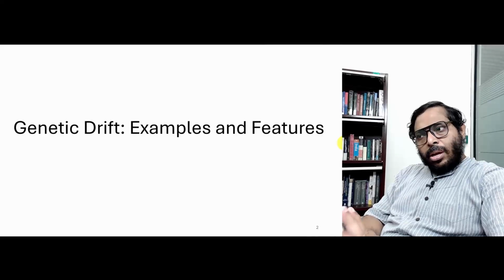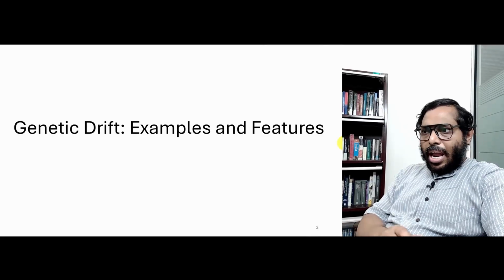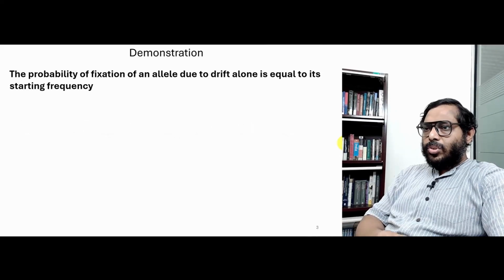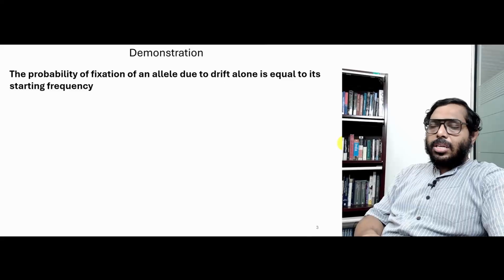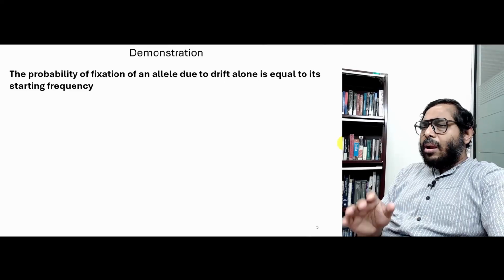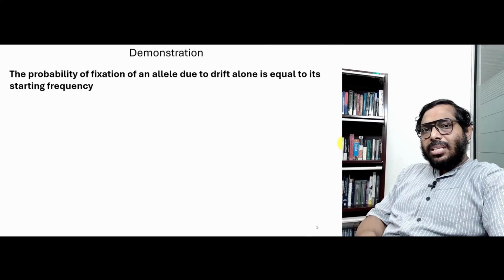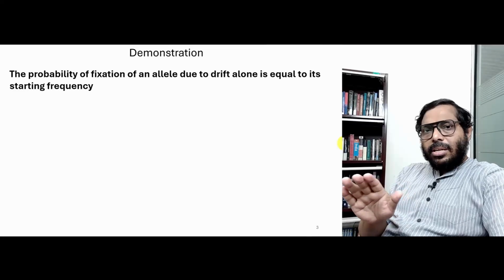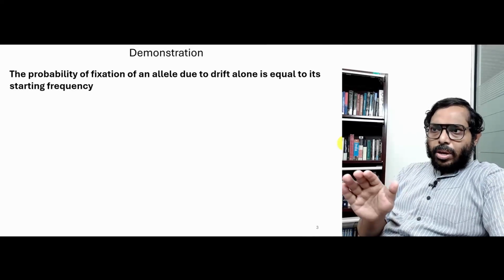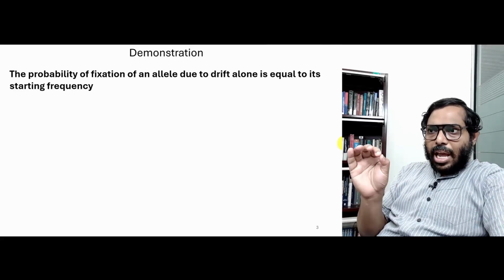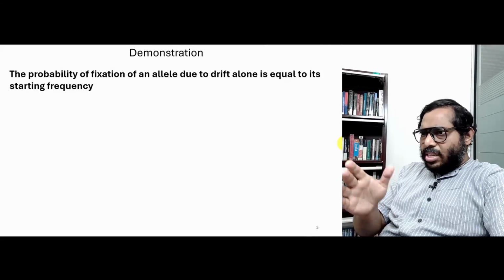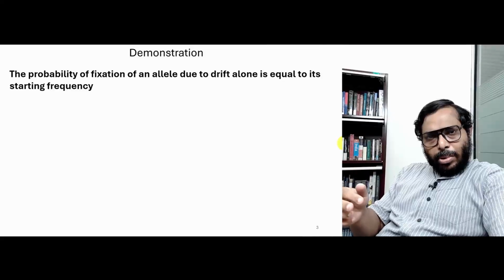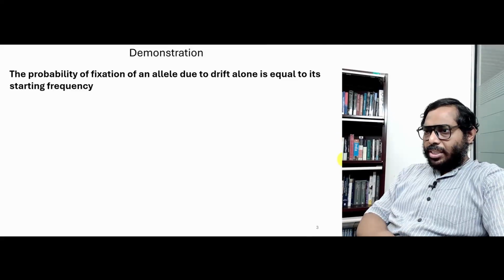Before we get into that, if you remember, I had made a statement which was that in the context of drift, the probability of fixation of an allele due to drift alone is equal to its starting frequency. We had done some simulations and we had seen that this was in general a correct statement. So, today before we get into the examples, I will give you the demonstration of why this property is true. It is a very simple thing, just a bunch of logical statements connected to each other.